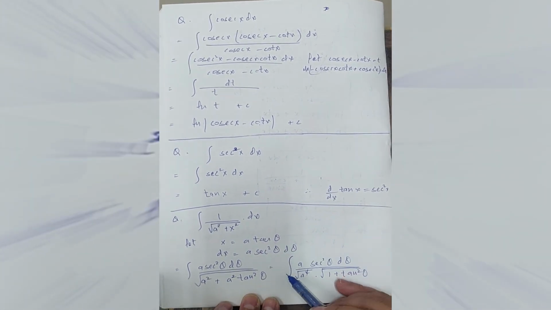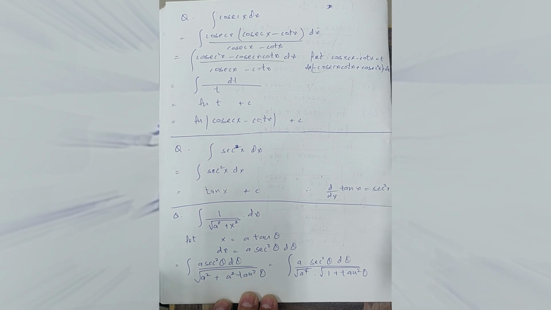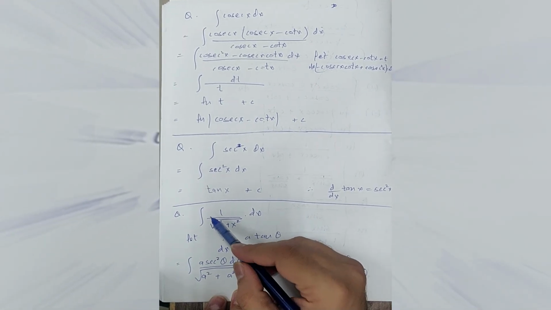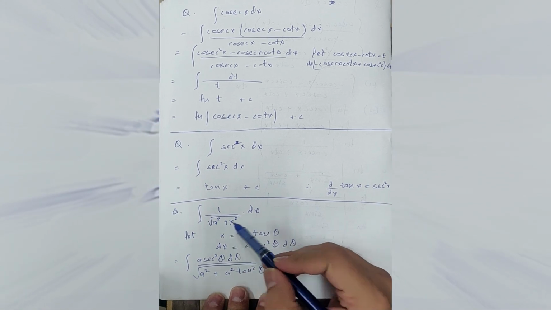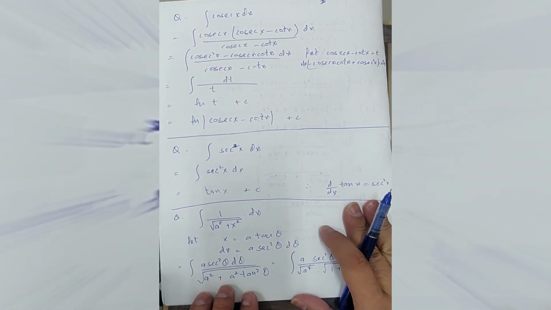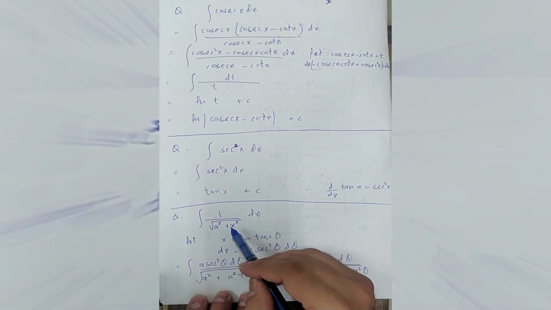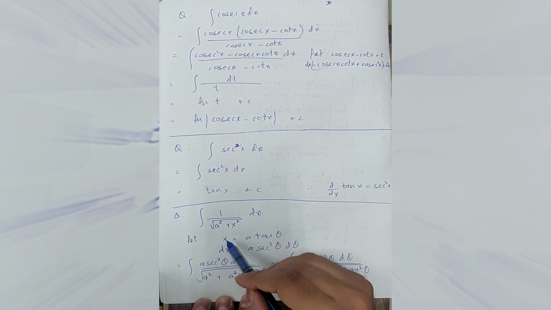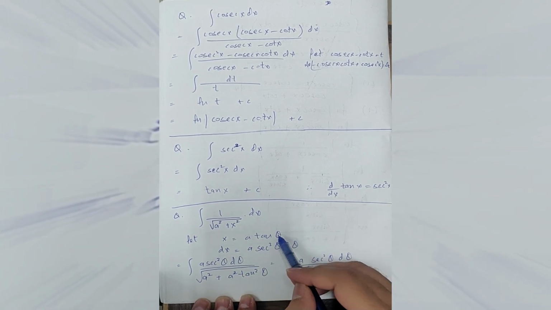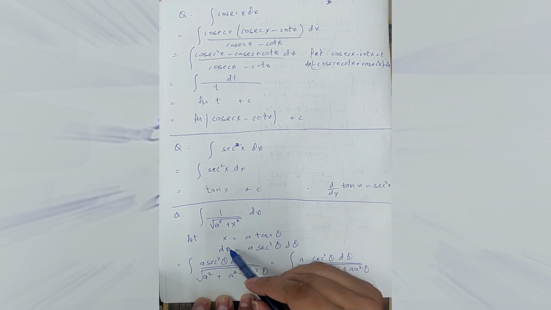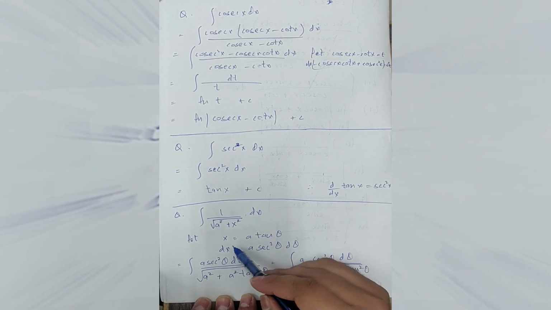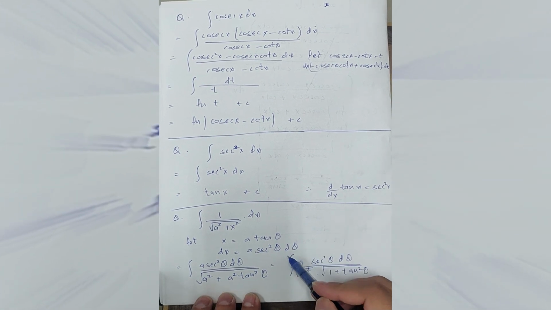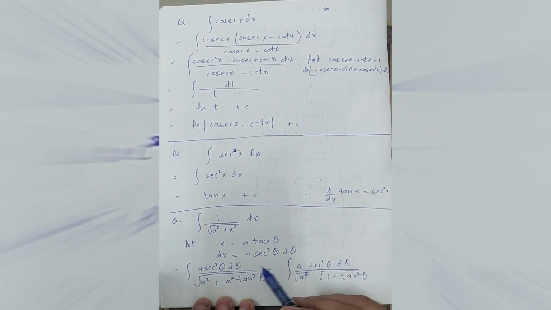Now this one is a little bit tricky, so it involves some tricky maths. What we have to do here is find the integral of 1 over the square root of a square plus x square, dx. Now we will put x equal to a tan theta, and if I take the differential on both sides, it becomes dx equal to a secant square theta d theta.